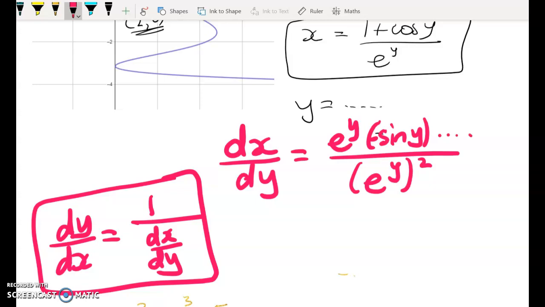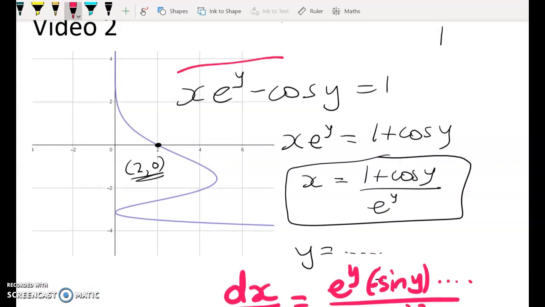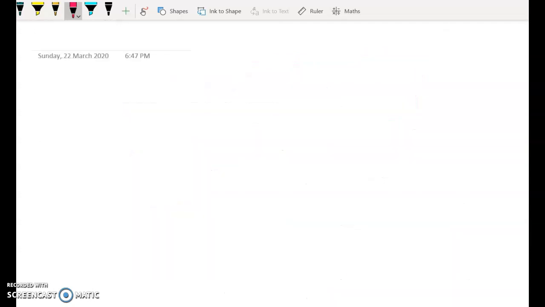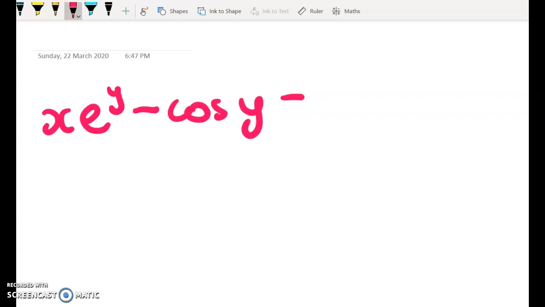Right, so let's now have a look at how we could do this using implicit differentiation. So the goal is to find the gradient of the curve just at this point 2, 0. We can see that there are a whole lot of other points where x is 2, but we're not interested in those. We're keeping it simple. We want to find the gradient here. Okay, so implicit differentiation works like this. We've got x e to the y minus cos y equals 1.